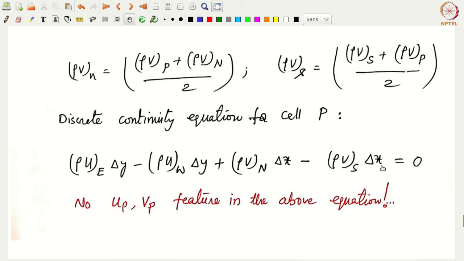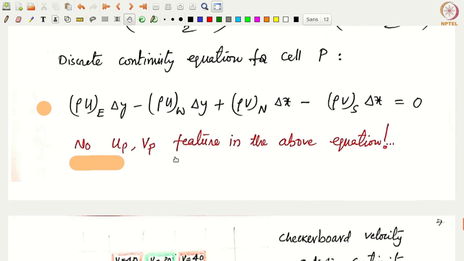Okay, now what we see here is surprising, because we have written an equation for cell P and none of the values of UP or VP which correspond to the cell P feature in the above equation. So this equation is an equation for cell P, but the values of that particular cell are not there in the equation. Okay, so that has very strong implications. We will see what implication it has. Essentially, because UP and VP do not feature in the above equation, there is a major consequence. A major trouble is kind of coming in the process of the solution procedure.